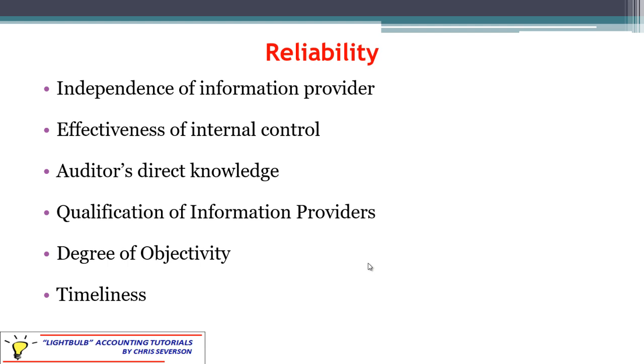The effectiveness of internal control: when any of these documents are gathered by the company, if we've already determined that their internal control systems are pretty strong, then that helps us to be able to rely on the information more. Auditor's direct knowledge, obviously if we have some direct knowledge of that, then that makes things more reliable. Just the flat out qualifications of information providers. So it's important that they're independent, but they also need to know what they're talking about. So they have to be competent, they have to have qualifications to provide that information. It's not some uneducated opinion, it's somebody that knows what they're talking about and providing an expert opinion.